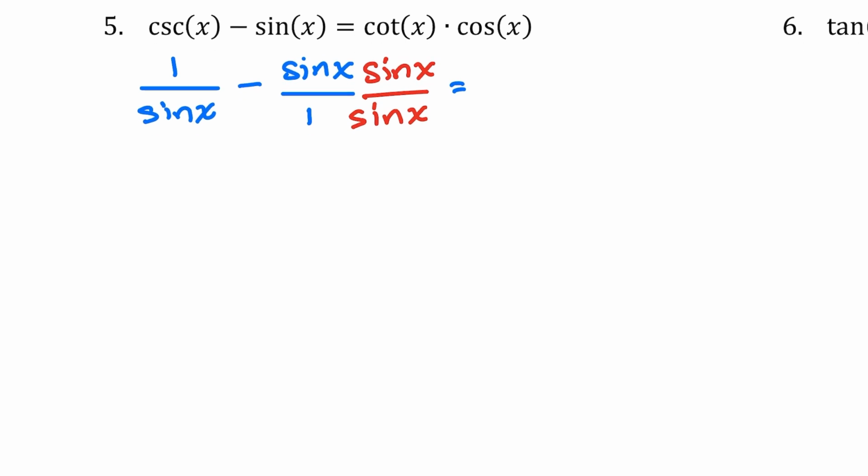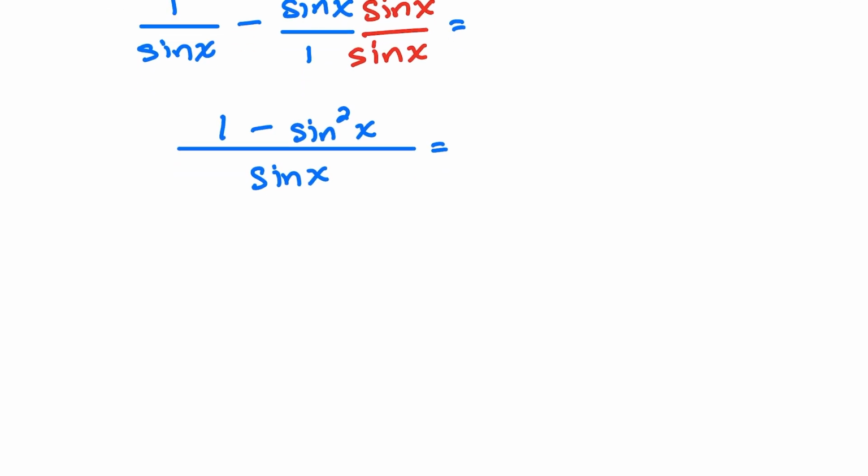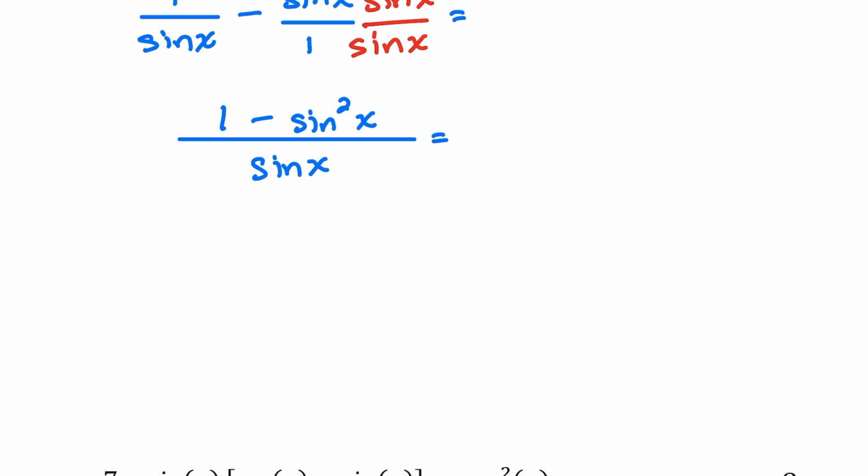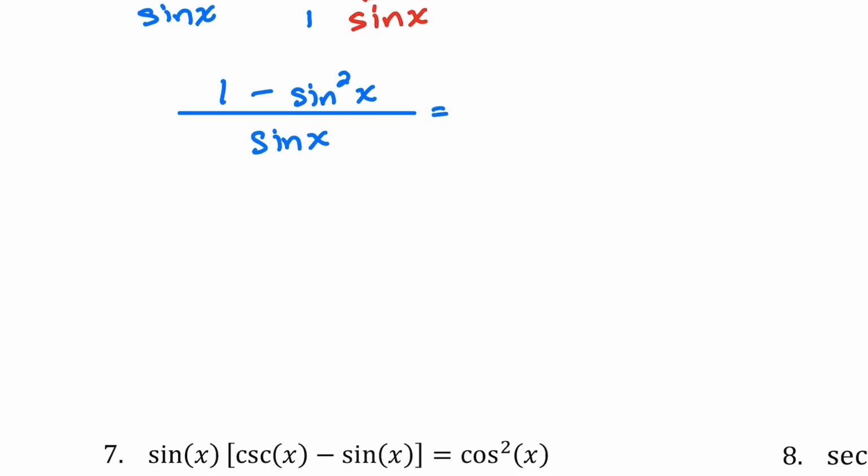What does that help me do? Well, I'm going to end up getting a fraction that has a common denominator, sine of x. On the top, I'm going to subtract 1 minus sine squared. Well, if you look in your box above, you can see how we manipulated sine squared plus cosine squared equals 1 to 1 minus sine squared is equal to cosine squared.